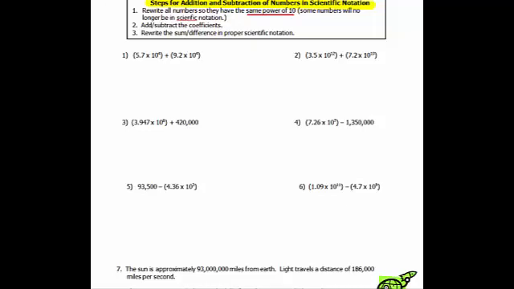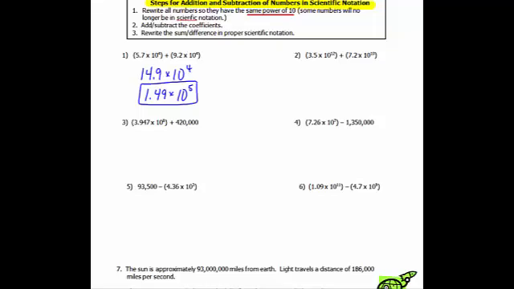The first one is pretty straightforward because they have the same power of 10. So if you think about that, that's basically saying they have the same power of 10, so my decimal points line up. If I add 5.7 and 9.2, it's 14.9 times 10 to the 4th. Again, not in proper scientific notation, so it becomes 1.49 times 10 to the 5th.